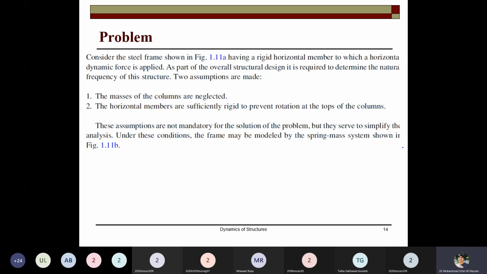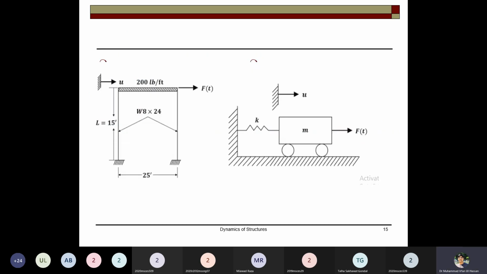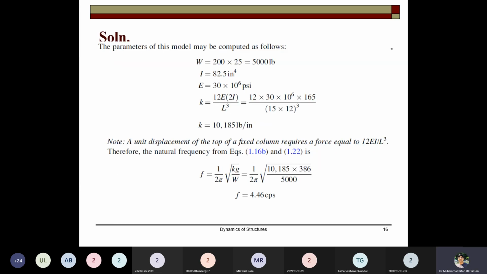One is a steel frame problem that was discussed: if there is a steel frame and free vibration is there, determine the natural frequency of the system. So this is a frame and we can determine the properties. These properties are given. You can determine the K value. K is 12 EI, because there are two columns, so 2 times 12 EI over L cube, and K is computed.